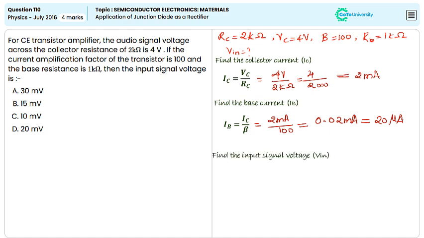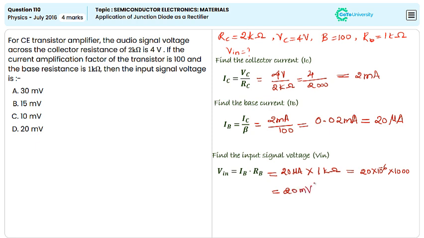Using Ohm's law across the base resistance, we get V input equals IB into RB. Here IB is 20 microamps and RB is 1 kilo ohms. That is equal to 20 into 10 to the power minus 6 into 1000, which is equal to 20 millivolts.